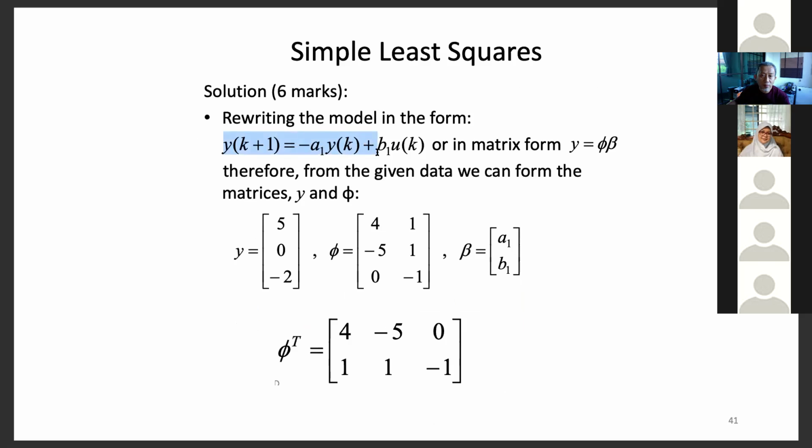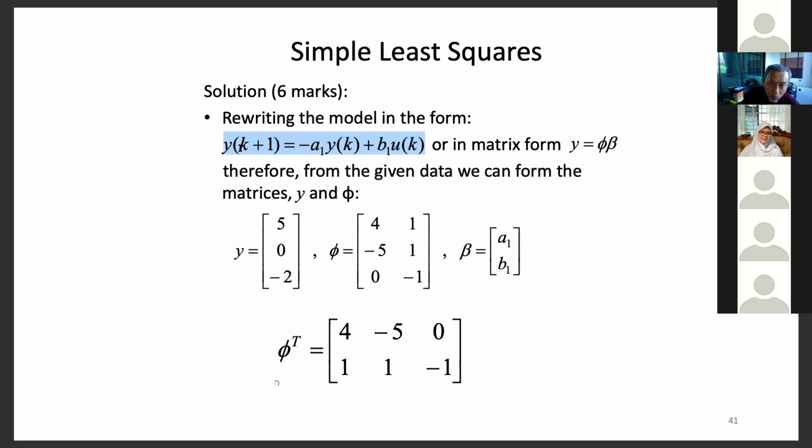By rewriting the model structure so the Z minus 1 disappears in the equations, you can then calculate the value of the estimated Y. Same things: use yk plus 1 is equal to minus a1 yk plus b1 uk, or y is equal to theta beta. Then identify the value of the y. So here yk plus 1 is one step ahead.